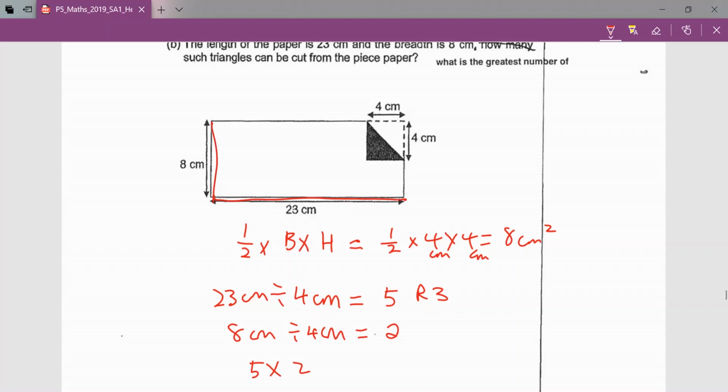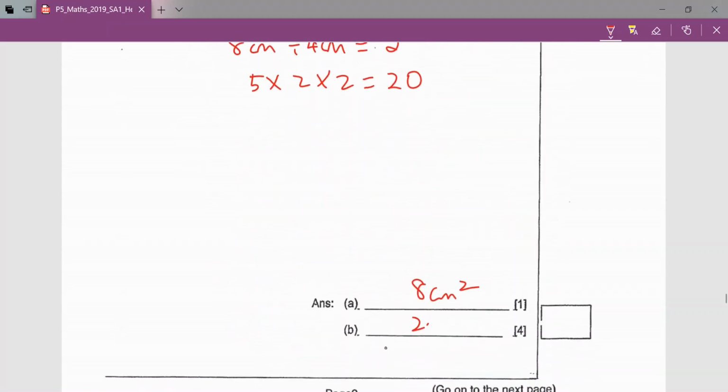And then I must times another 2 because this is the number of squares that I can cut, right? And in one square I can have 2 triangles, so I times 2 again. So the answer is 20 triangles.